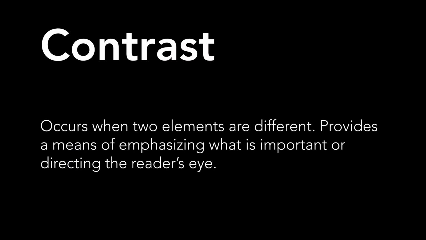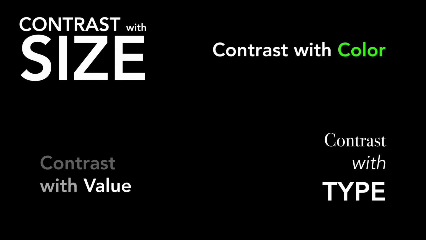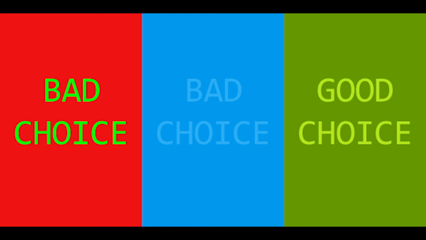Contrast occurs when 2 elements are different, and provides a means of emphasizing what is important or directing the reader's eye. There are different types of contrast, such as contrast with size, contrast with color, contrast with value, and contrast with type. So let's take a look at some bad and good choices of contrast. On the left, there's a bad choice because there are complementary colors that are clashing. It's very hard to read, and it really hurts your eyes with those bright colors. In the middle, it's really difficult to read the text because the colors are very similar. And on the right is a perfect example of good contrast.